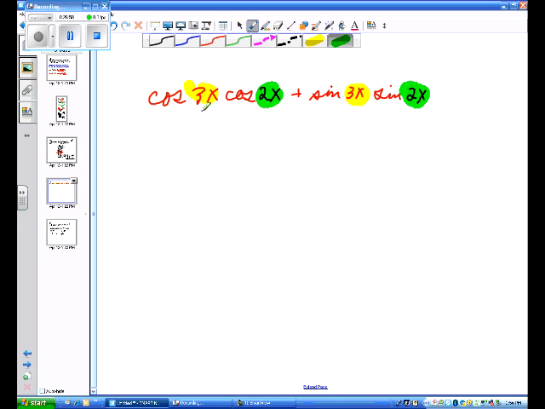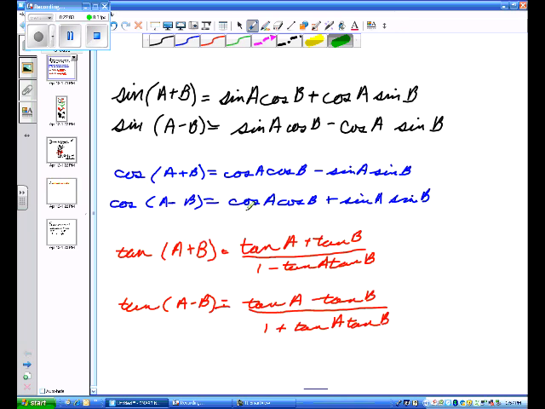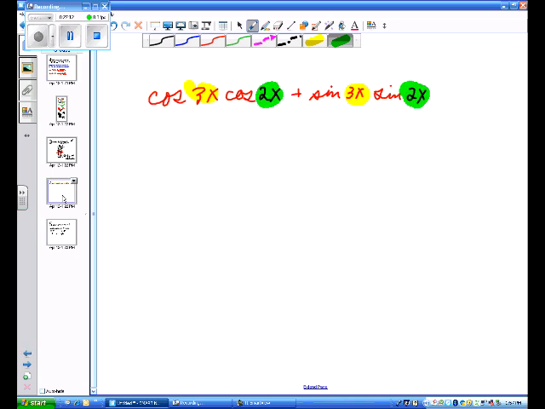It's cosine, cosine. So if we go back and we look, cosine of the first, cosine of the second, sine of the first, sine of the second. So it looks like we could use our cosine of 3x. Now remember, it's always the opposite for cosine: minus 2x.